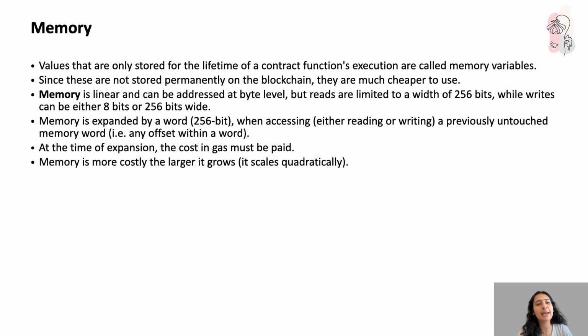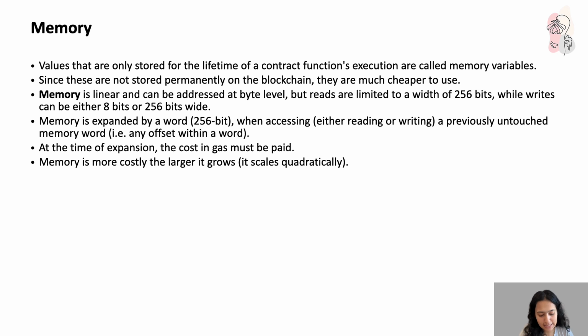Memory is linear and can be addressed at byte level, but reads are limited to a width of 256 bits, while writes can be either 8 bits or 256 bits wide. Memory is expanded by a word, so if you go outside 256 bits, you get another 256 bits added, right? At the time of expansion, the cost in gas must be paid.